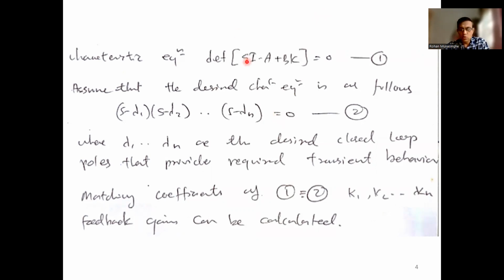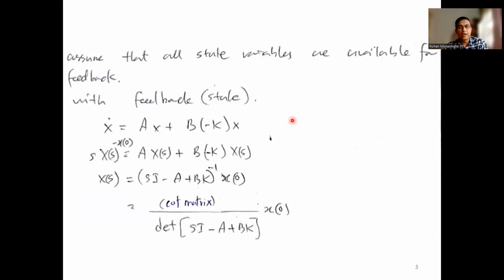If you look at this now, the characteristic equation in the previous slide is the determinant of sI minus A plus BK. Now you look at that. K is part of the characteristic equation. So we are happy, because the state feedback policy we came up with is actually working, as you have this K as part of the characteristic equation.